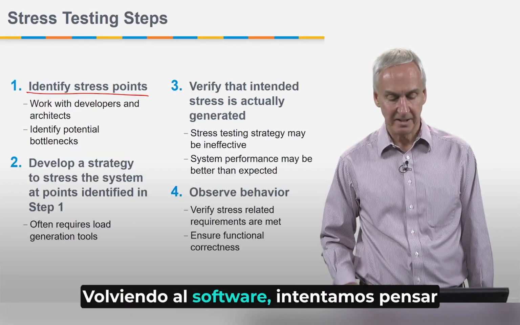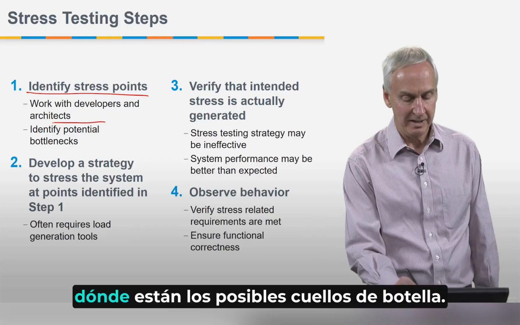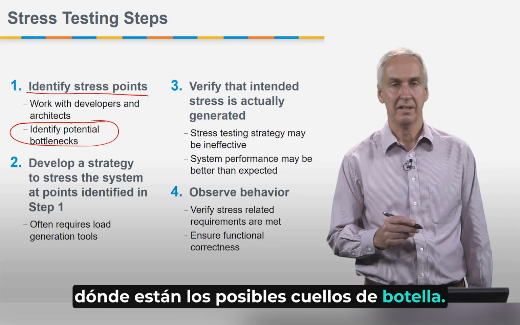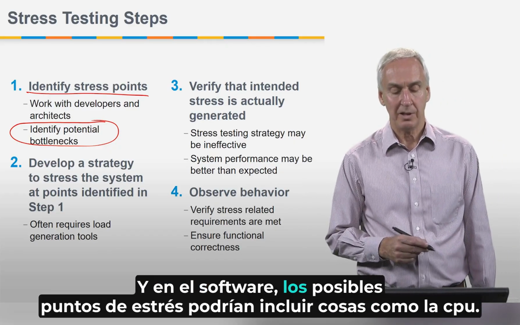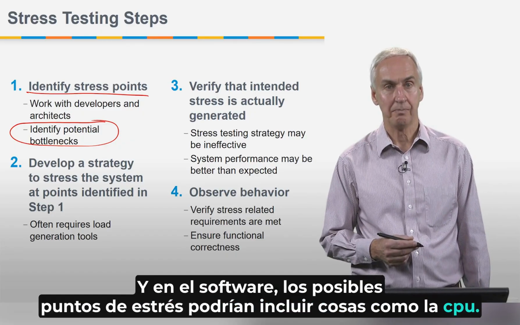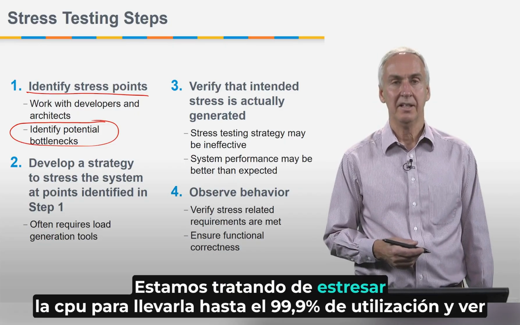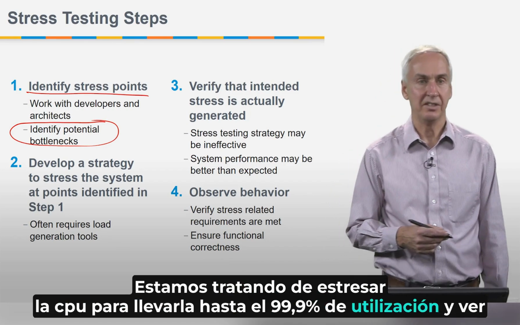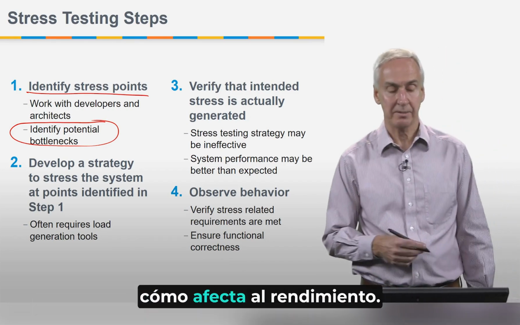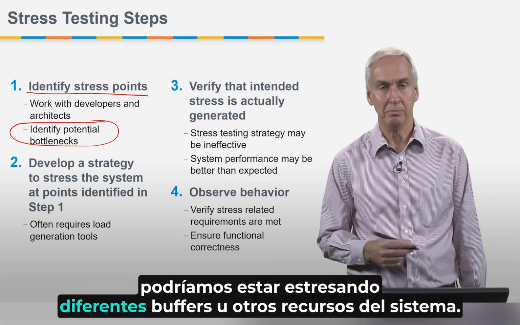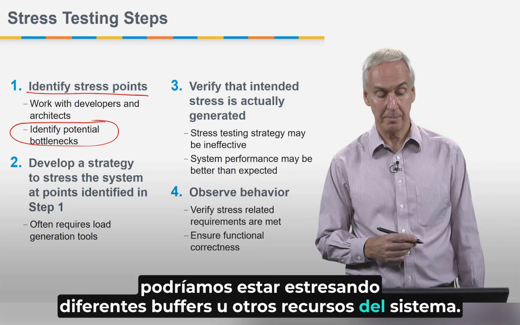Now, taking this back into software, again, we're trying to think about where the potential bottlenecks are. In software, potential stress points could include things like the CPU. We're trying to stress the CPU to get it up to 99.9% utilization and see how that impacts performance. We might be stressing memory, we might be stressing different buffers or other resources in the system.